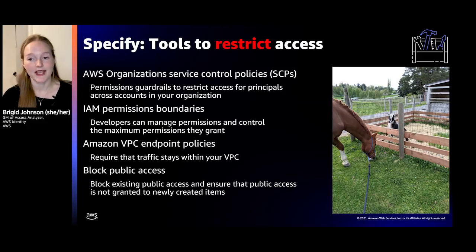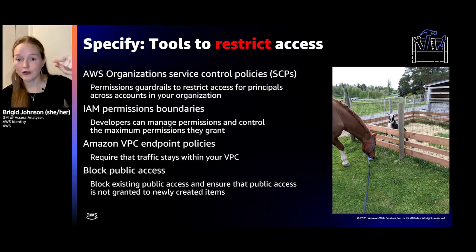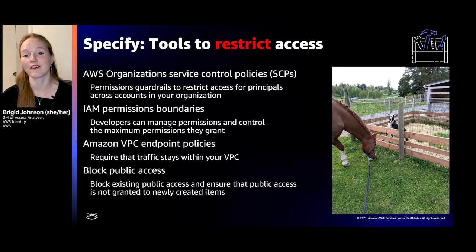Then when you pop into an account, you could use permission boundaries. This basically allows you to say, hey, developers, you can grant access, you can create roles, you can apply policies to roles, as long as those roles have this permission boundary. That's the upper bound of permissions. And this helps so developers can't escalate privileges and just attach admin. Then you have VPC endpoint policies, which require that all traffic stay in your VPC. And then block public access is a control that's for S3 right now. It basically blocks existing public access and any new public access. So if you don't need public access, go turn on BPA.